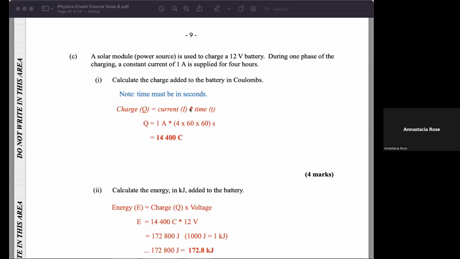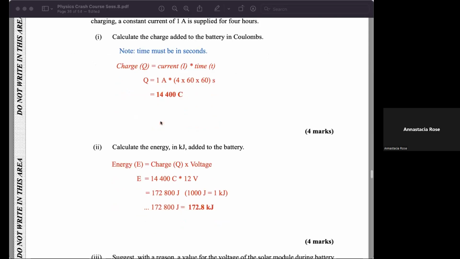All right, so once you want to get the charge in coulombs, then the current must be in amperes, and the time most notably needs to be in seconds. So we know that the time is 4 hours, so we have to change that 4 hours to seconds by multiplying by 3,600, or multiplying by 60 times 60. Okay? So 1 ampere multiplied by 4 times 3,600 gives the charge in coulombs.